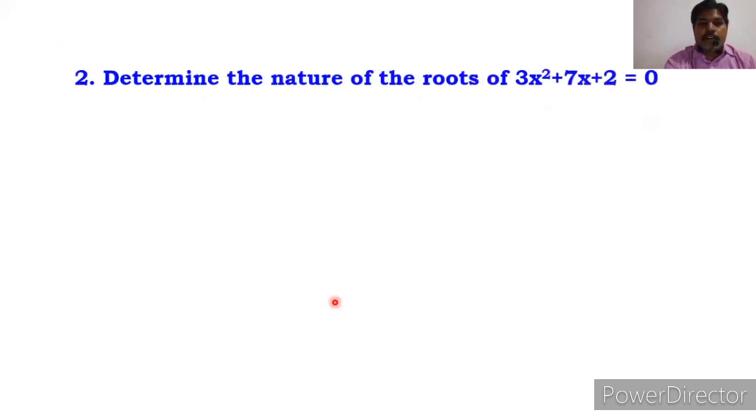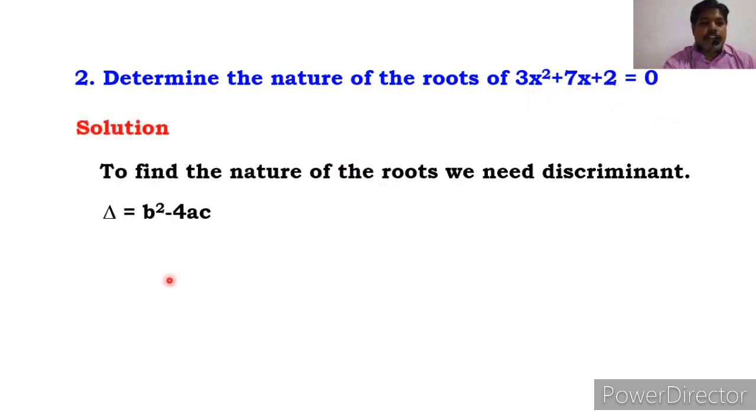So see the next question in the same model. Determine the nature of the roots of 3x square plus 7x plus 2 is equal to 0. Here a is 3, b is 7 and c is 2. By using the same formula, we calculate the discriminant, which is b square minus 4ac. The b value is 7, the a value is 3 and the c value is 2. Just replace those values here.